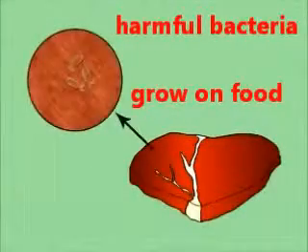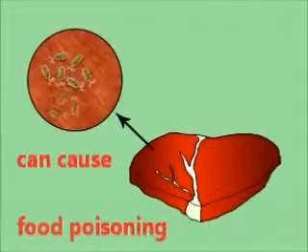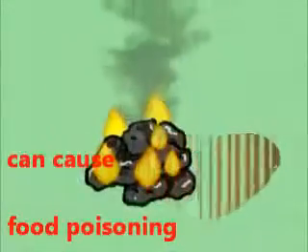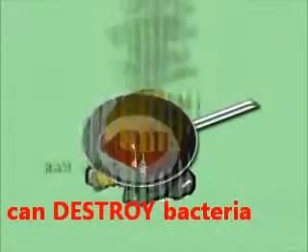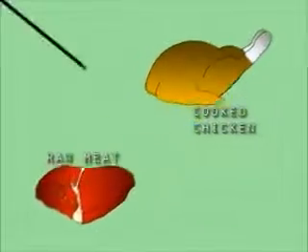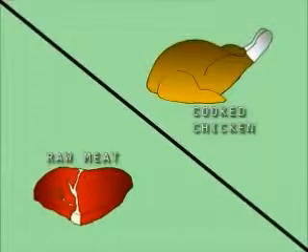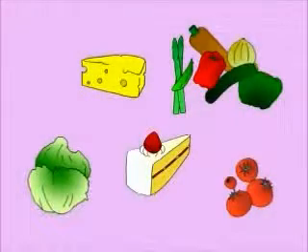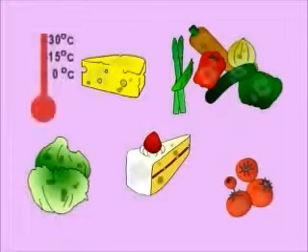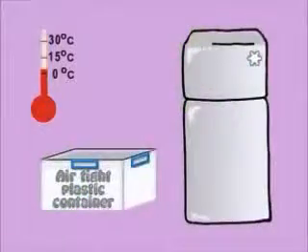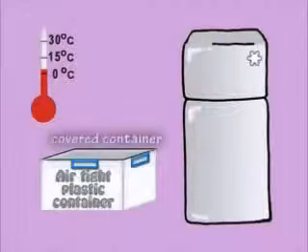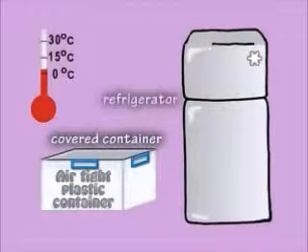Other harmful bacteria grow on food and can cause food poisoning. Cooking food thoroughly can destroy these bacteria, and keeping uncooked food separate from cooked food stops the bacteria from spreading. Some food can go moldy easily and start to decay if it is not kept covered and cool, so it is best to keep many foodstuffs in covered containers or in a refrigerator.